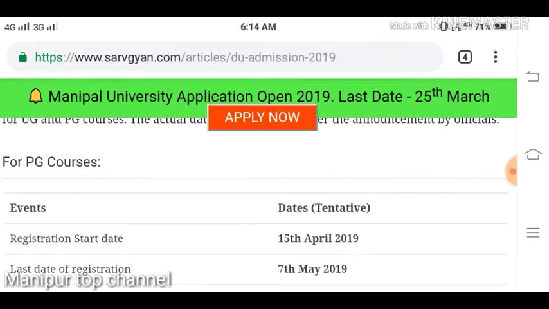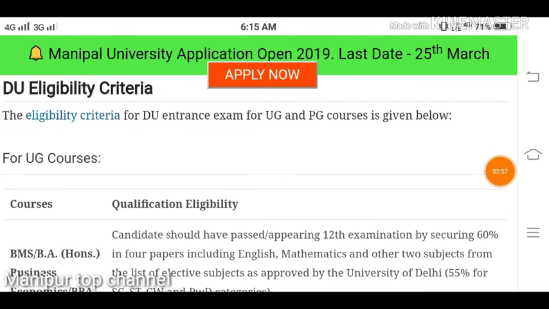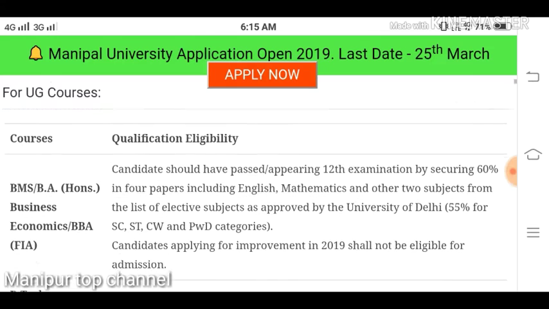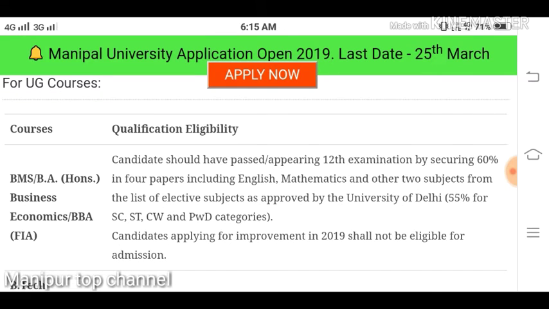And now see here, this is the DU eligibility criteria for entrance exam for UG and PG courses given below. You can check here. This is for the UG course, for the undergraduate course. Here for the BA Honors or Business Economics or BBA or FIA.